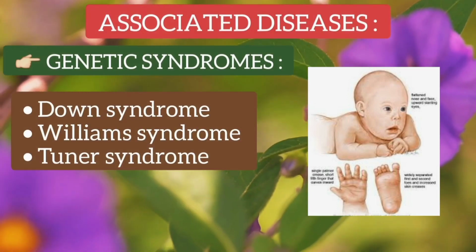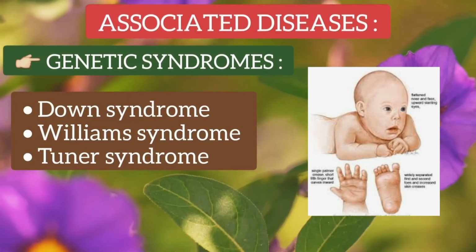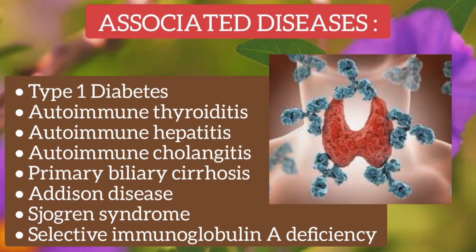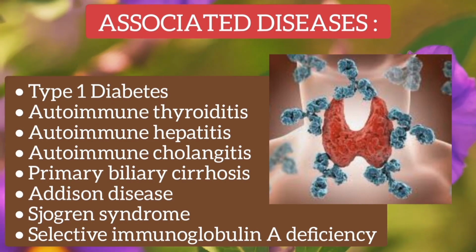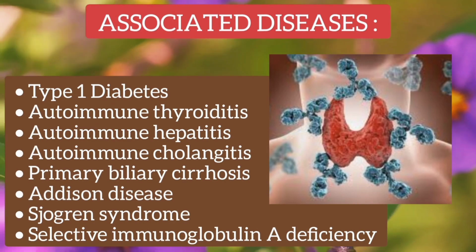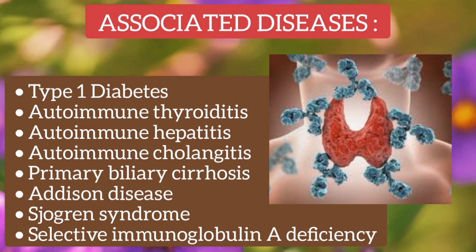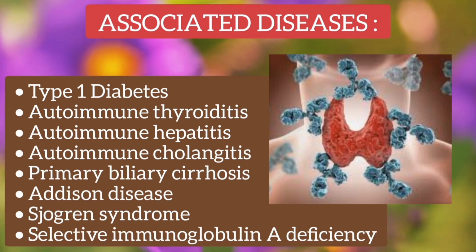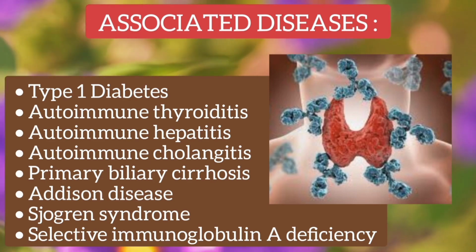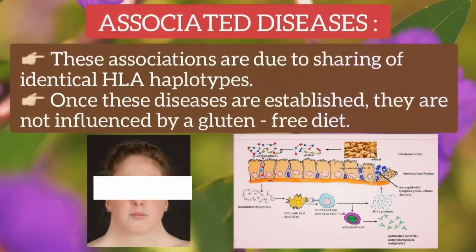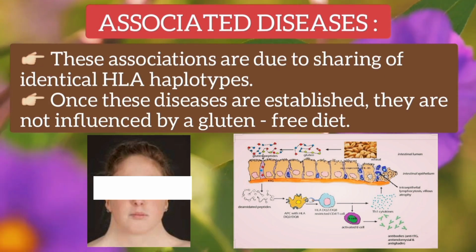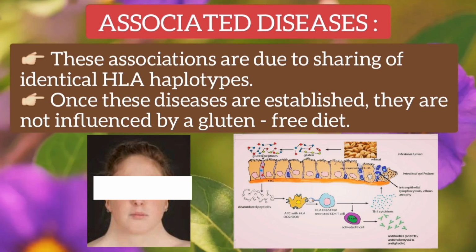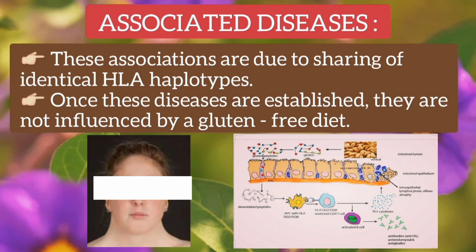Now, certain genetic syndromes are associated with celiac disease, and these include Down syndrome, Williams syndrome, and Turner syndrome. Certain autoimmune conditions are also associated with celiac disease. These include type 1 diabetes, autoimmune thyroiditis, autoimmune hepatitis, and autoimmune cholangitis. Primary biliary cirrhosis, Addison disease, Sjogren's syndrome, and selective immunoglobulin A deficiency may also occur in celiac disease. These associations of genetic syndromes and autoimmune disorders with celiac disease are due to sharing of identical HLA haplotypes. Once these diseases are established, they are not influenced by a gluten-free diet.